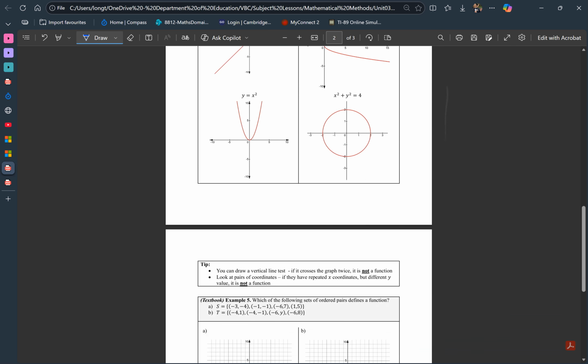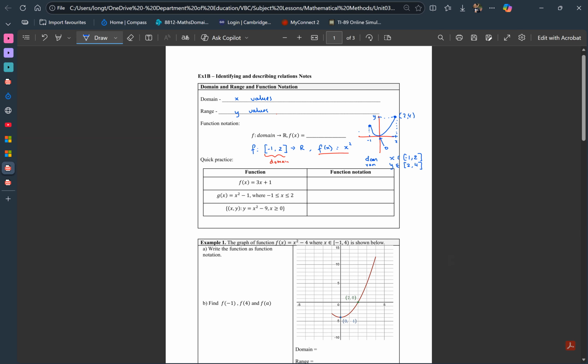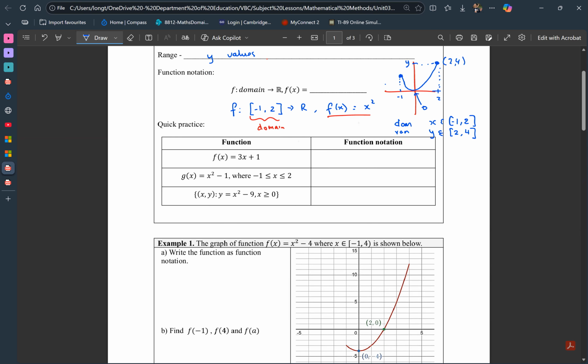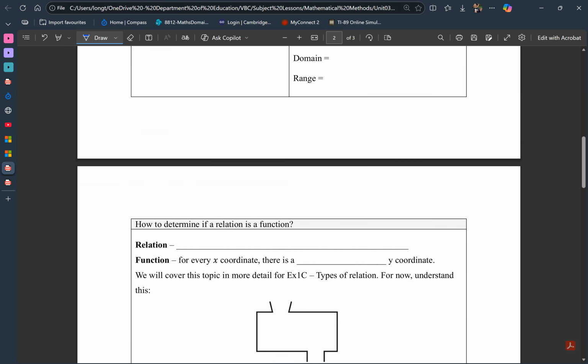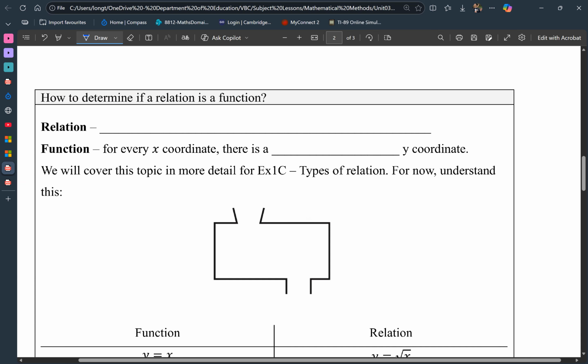Okay, these last 2 pages from 1B. The first part of 1B is identifying domain and range. So that was a typical question that you could do. Next bit: last year, you may or may not have remembered this. What is a function? Now, before you know what a function is, you need to know what a relation is. Can I get a show of hands who knows what a relation is?